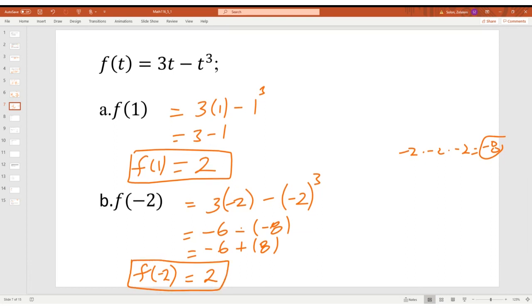So those of you who got negative 14, I think you thought this is positive 8. So negative times a negative is positive here. 4 times -2 makes it -8. It's not positive 8. Okay, that's why you get that mistake.